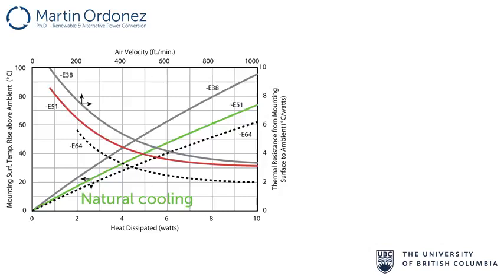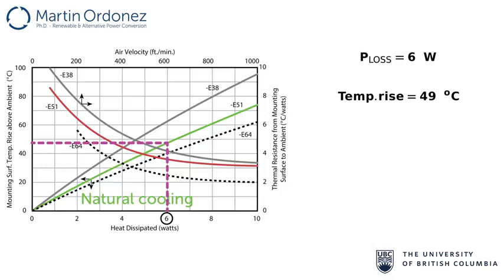First, let's try with natural cooling system. As mentioned before, we have 6 watts of losses as our heat source. So, by using the proper curve, the green one, the surface temperature rise can be determined around 49 degrees Celsius. Now, the thermal resistance of the heatsink can be calculated by dividing 49, which is the temperature rise, by 6, which is the power loss being dissipated by the device. So the resulting resistance is 8.16 degrees Celsius per watt.